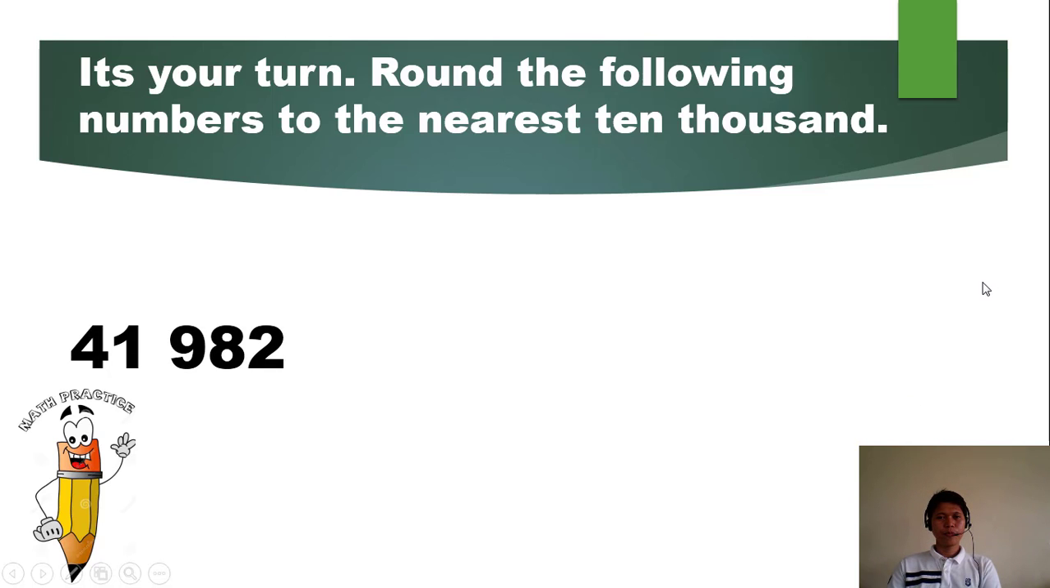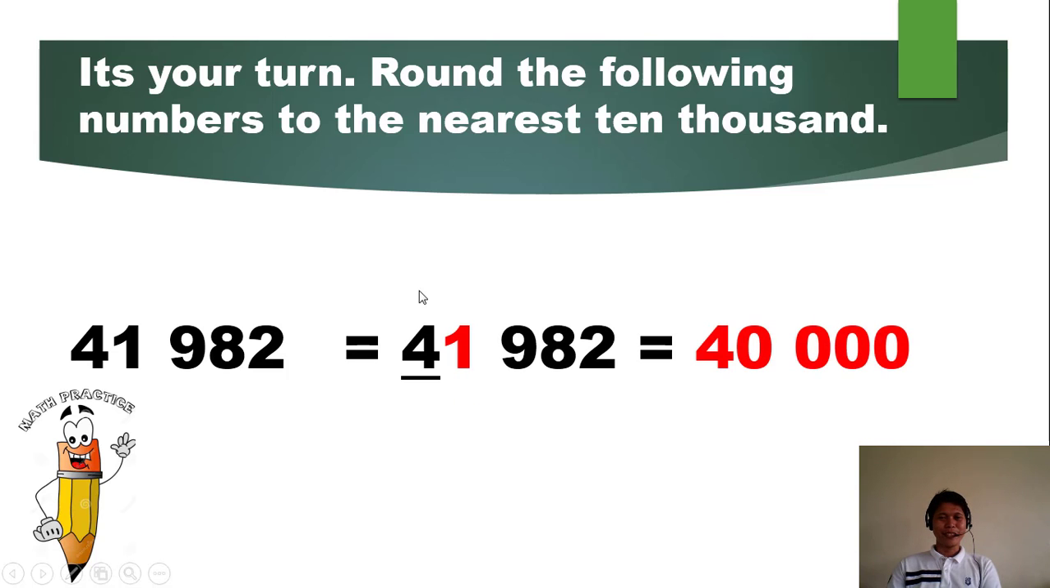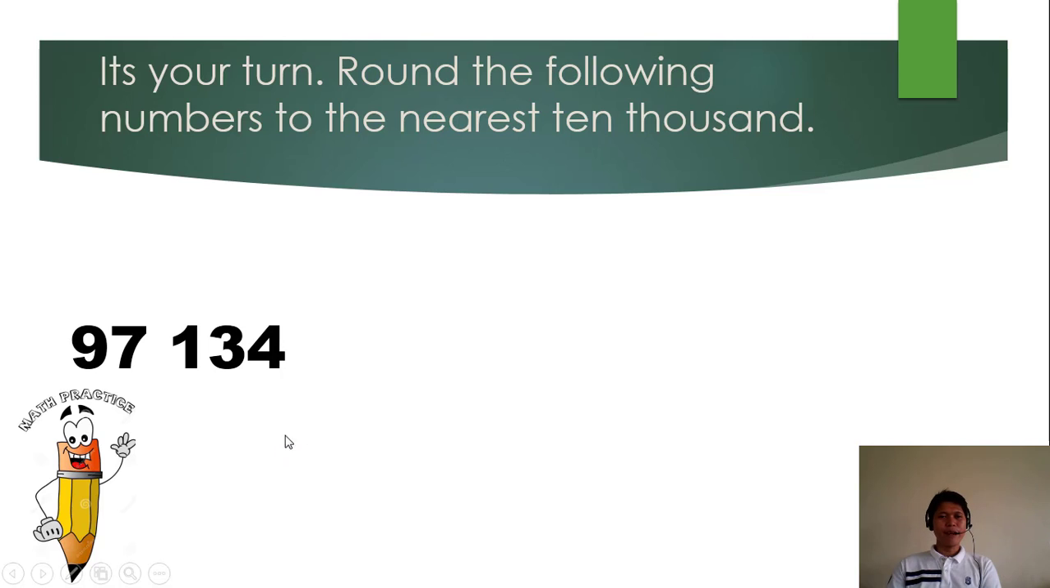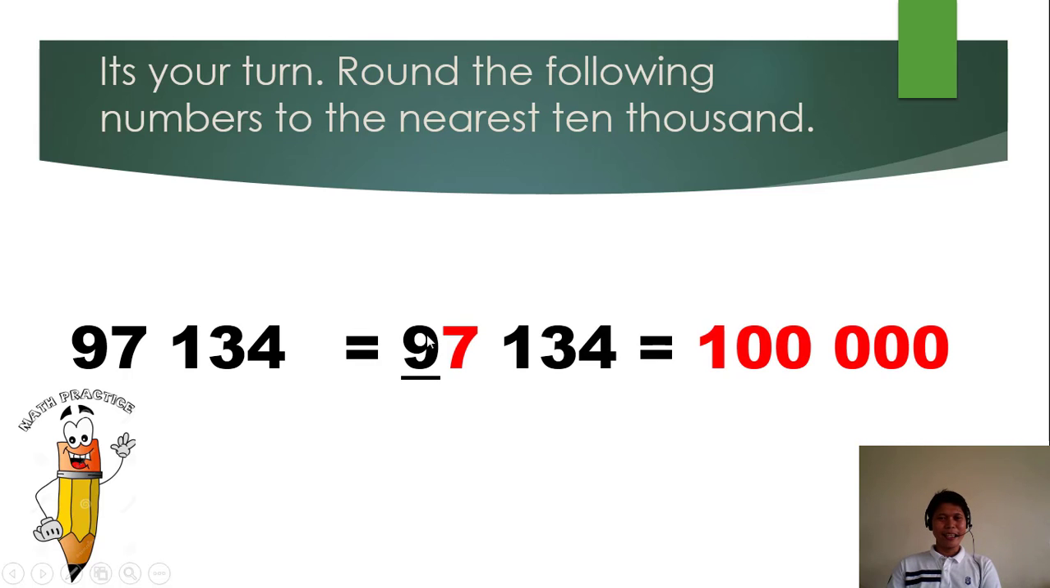Next, 41,982. Okay, so the digit to the right of 4 is 1, so you just copy 4, and all the rest are 0. 40,000. Next, 97,134. Okay, so 9. Since the digit to the right is 7, we add 1 to 9, and if you add 1 to 9, it becomes 10. So it is 100,000.